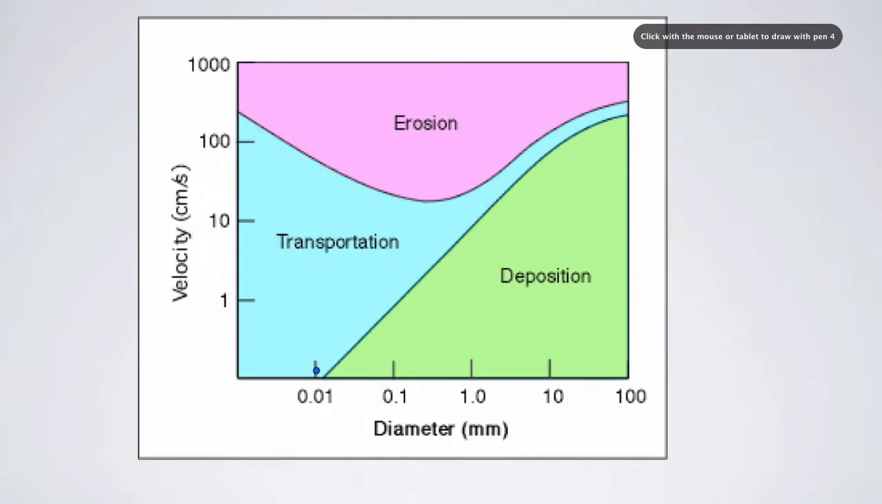This here is another graph that's really showing how velocity of the water and the diameter of the particles determine whether you have erosion of those materials, just simple transportation, or deposition. And so those larger particles, for example, are more likely to be deposited, and as you go higher and higher velocity, more likely to erode those materials too.